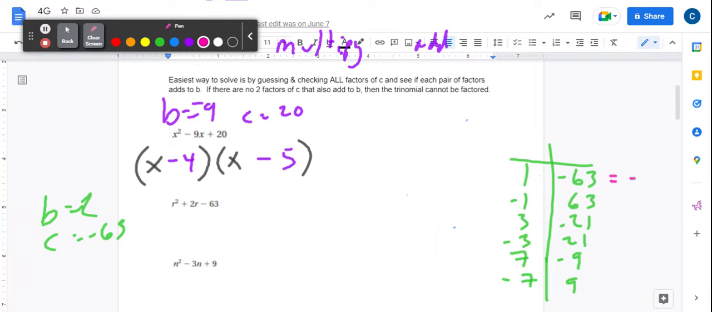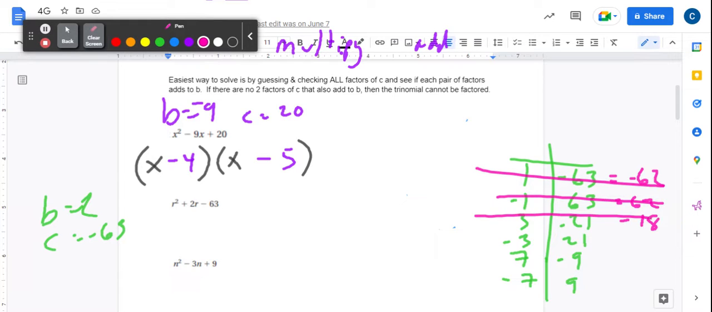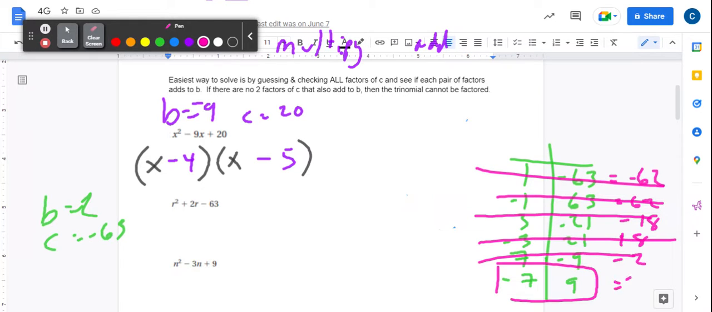1 plus -63 is -62. Well, that's out. -1 plus 63 is 62. Out. 3 plus -21 is -18. Out. -3 plus 21 is 18. Out. 7 plus -9 is -2. Close, but we need +2. So -7 and 9 equal 2. So -7 and 9 are going to be our two numbers.